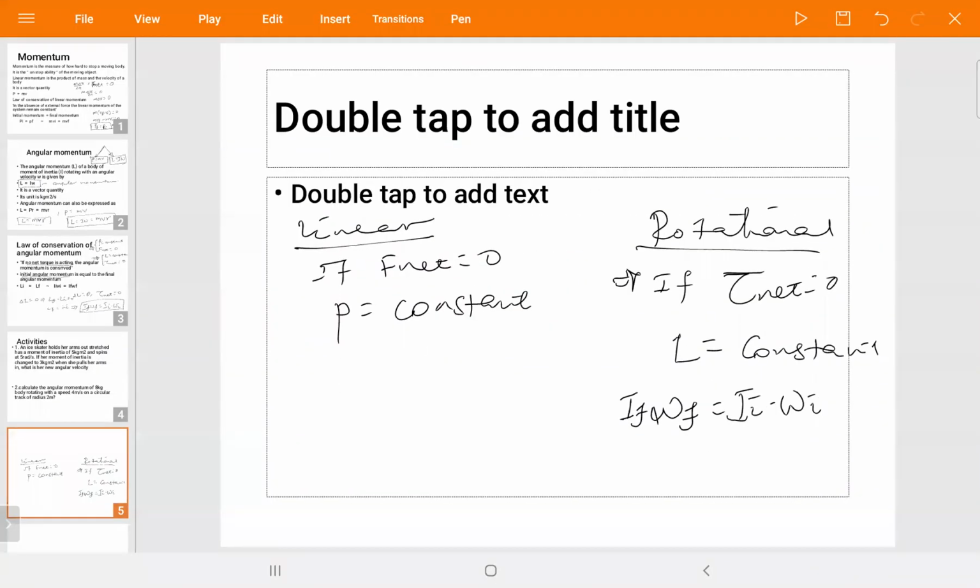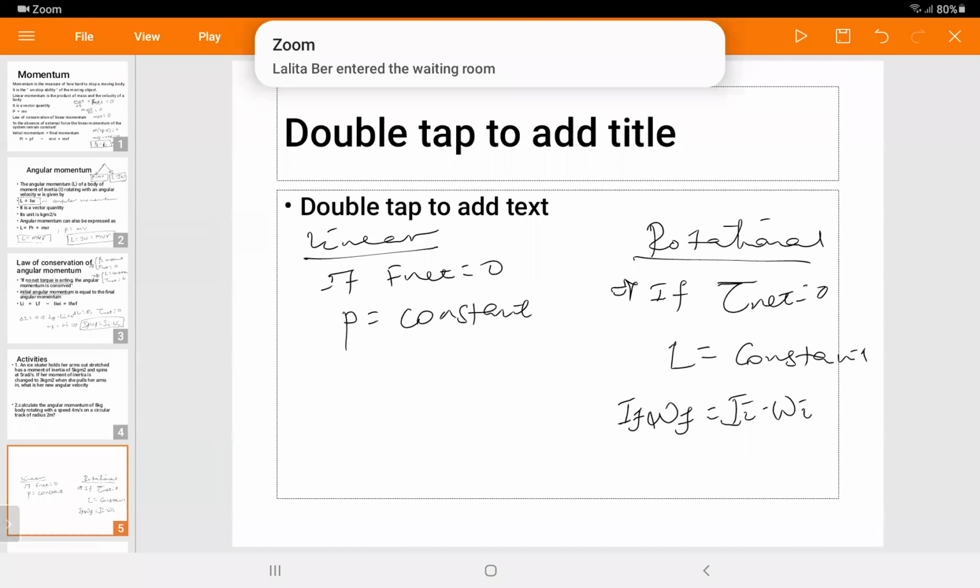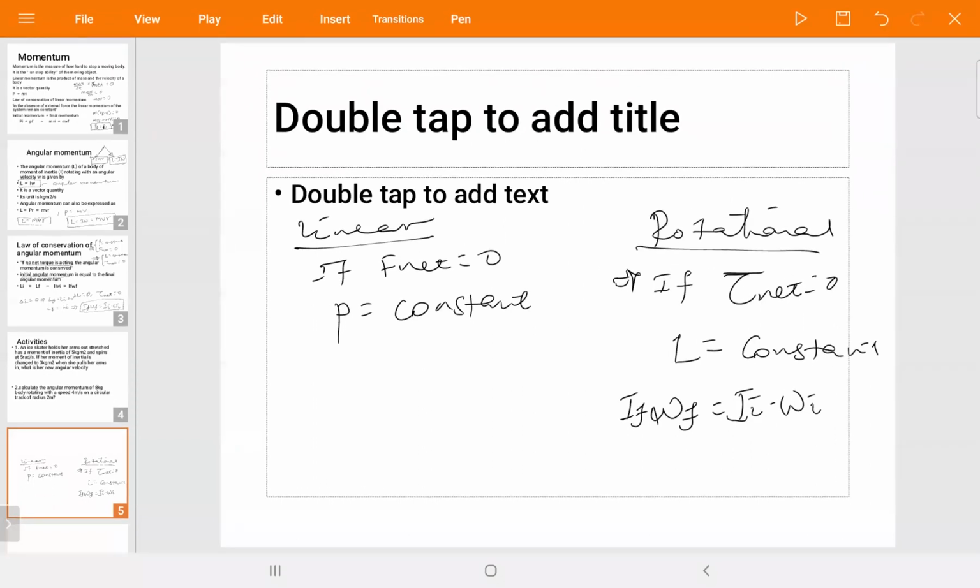Okay, here what we need to understand is that we're not saying the moment of inertia and angular speed are individually constant. Rather, the product of I times omega remains constant. Not individual quantities, but the product remains constant.